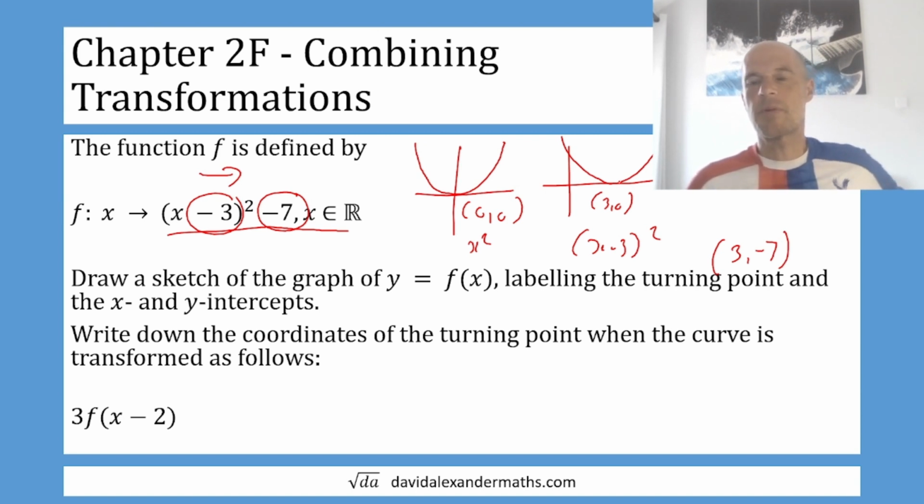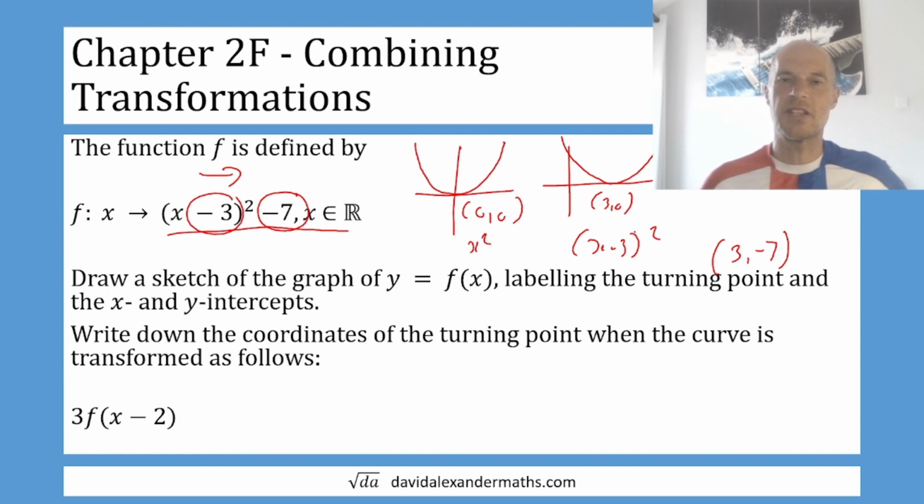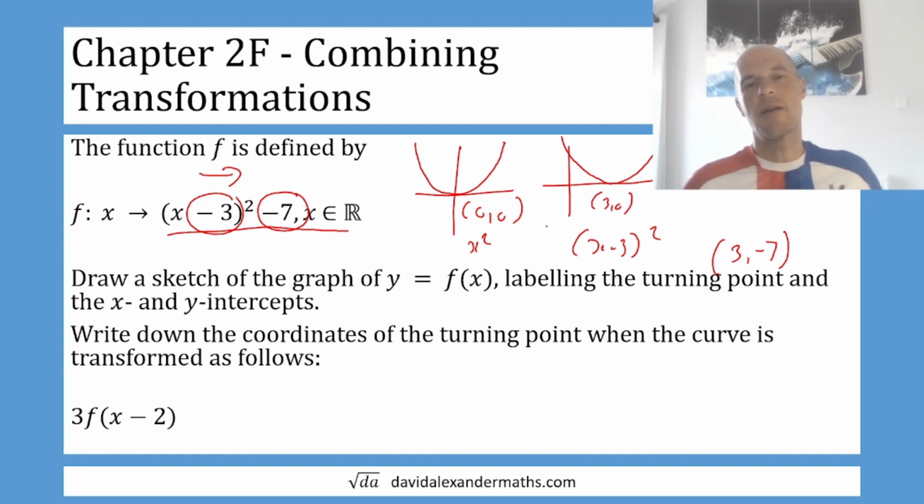So the only problem is if I now do a little sketch showing this turning point of 3, negative 7, I might get my y-intercept wrong. So let me work out what my y-intercept is to inform me on how to actually do a slightly more accurate sketch. Now remember, the y-intercept is when x is 0.